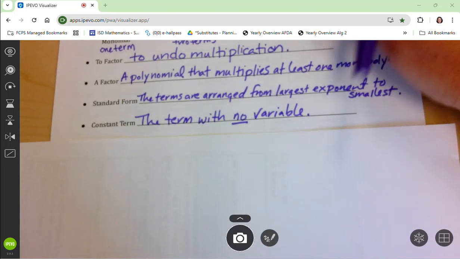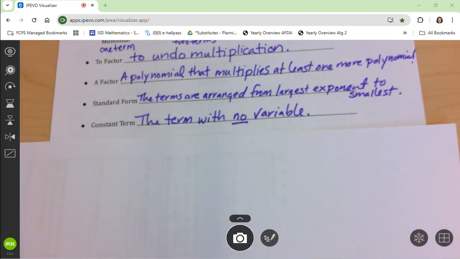The constant term is the term with no variable. Now you don't always have a constant term, but often you do. So if you have a term with no variable, that's the constant term. So when we're talking about factoring, we might be using some of these vocabulary words. It's important to understand what they are.